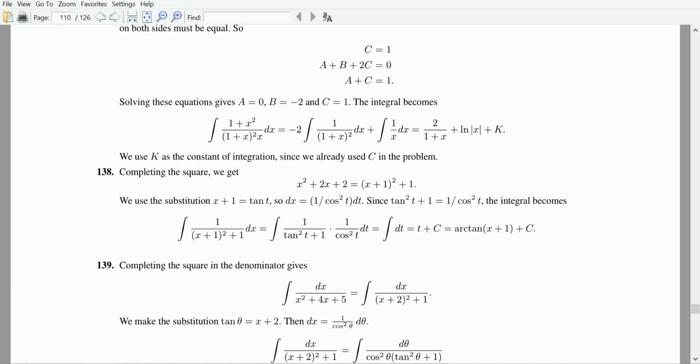This is nasty. Look at the substitution they use. The substitution x plus 1 is equal to tangent. What the hell? That's awesome. That's not cool. Yeah, it is. That's really cool.